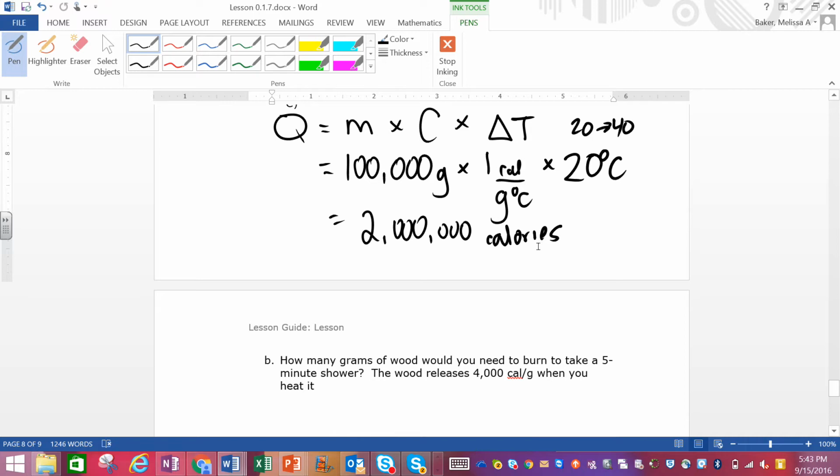Then there's a follow-up question. How many grams of wood would you need to burn to take a 5-minute shower? Wood releases 4,000 calories per gram when you heat it. So I need 2 million calories of energy and wood releases 4,000 calories for every gram of it. So I'm going to divide. I need 500 grams of wood.